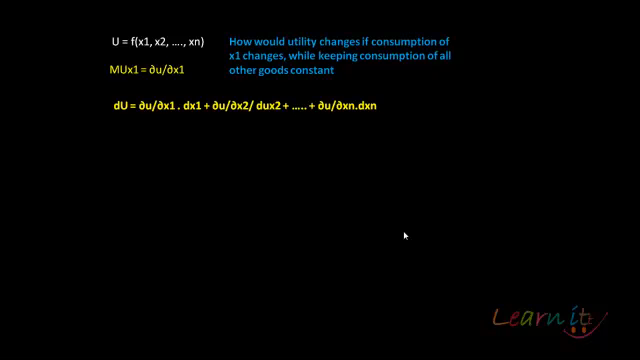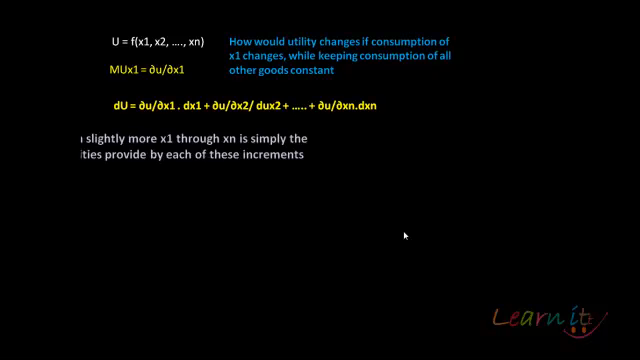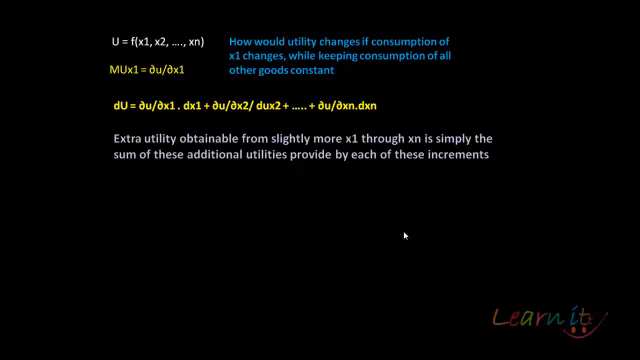It is telling us that the extra utility obtainable from slightly more x1 through xn is simply the sum of the additional utility provided by each of these increments. So the extra utility, which is du, obtainable from slightly more x1 through xn, is simply the sum of the additional utilities provided by each of these increments.